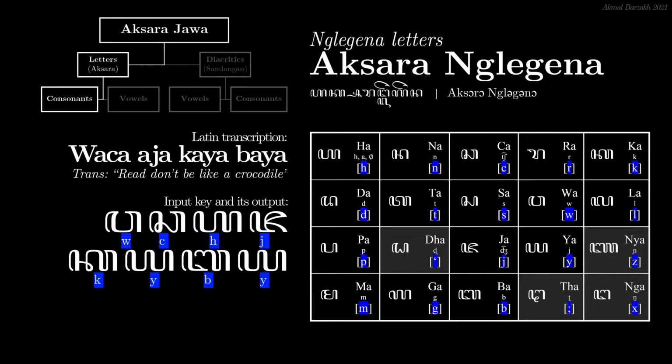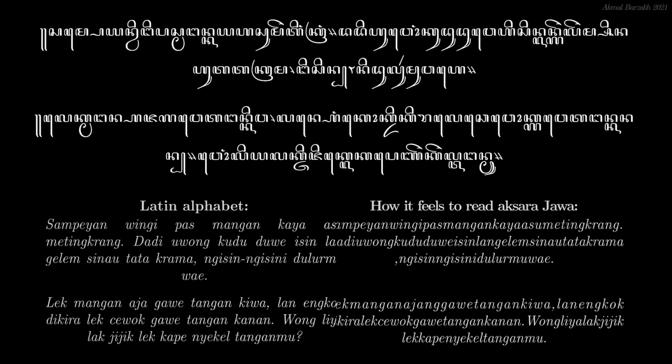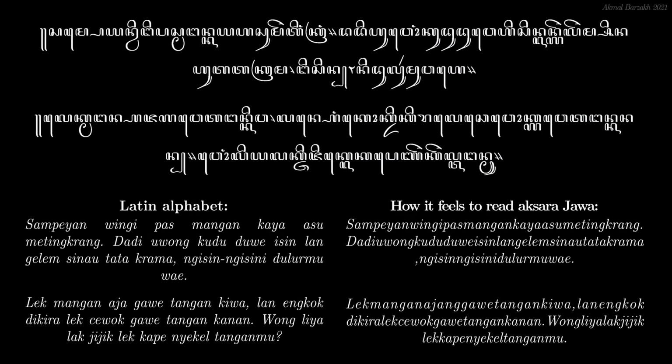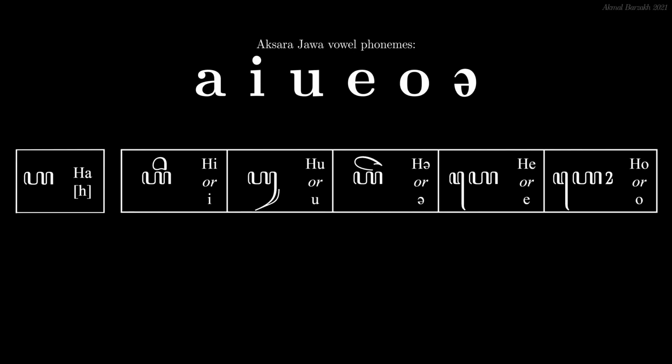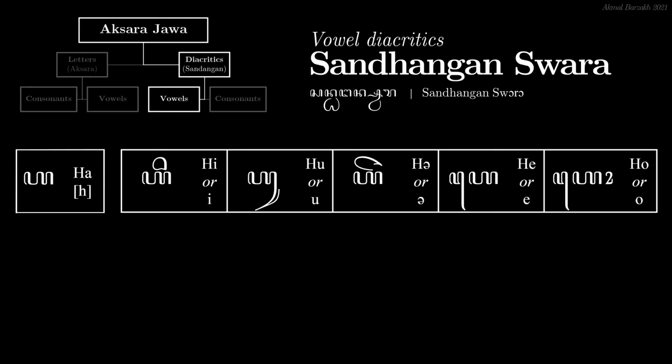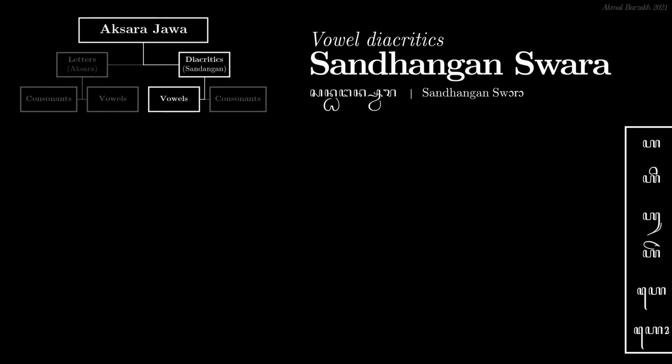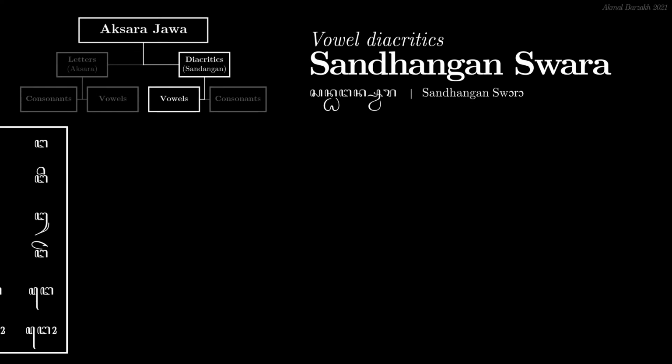If you want to type woco, cok kayak boyo, which means read, don't be like a crocodile, just press these sets of characters. I want to point out that Aksara Jawa doesn't have any space to divide words or sentences like in Latin. And if you want to type any vowel, you use the character ho and follow it with the needed vowel diacritics or Sandhangan Swara, which are E, O, E, and O. And Sandhangan Swara can be used for any Aksara Nglegena or letter consonants listed before.